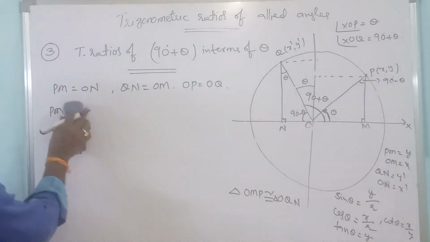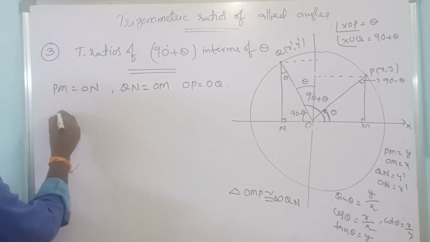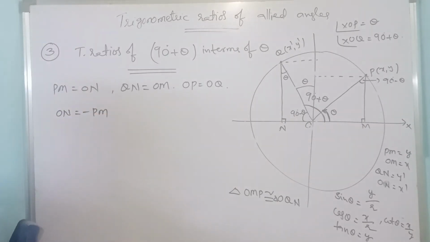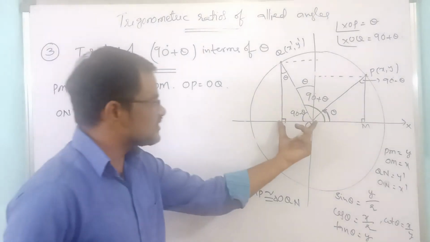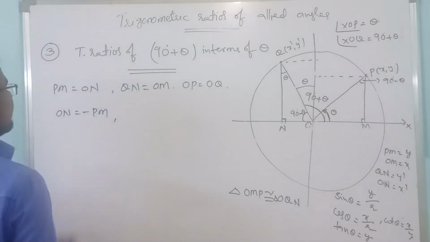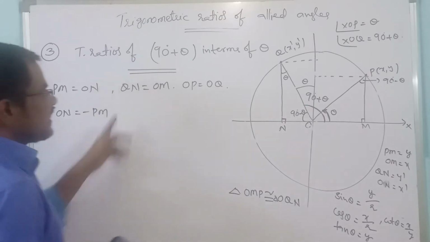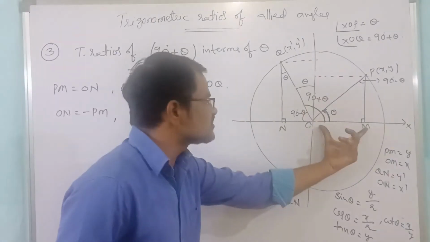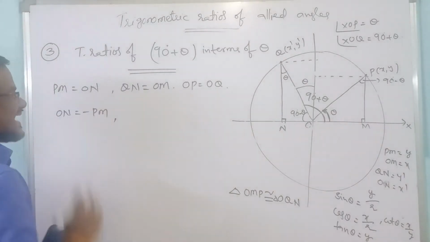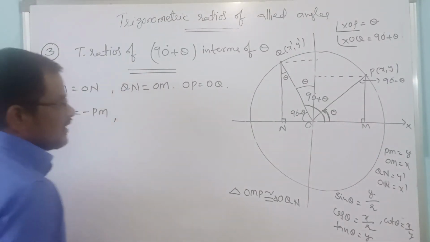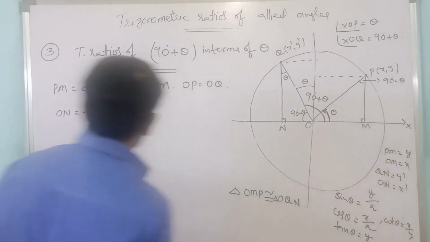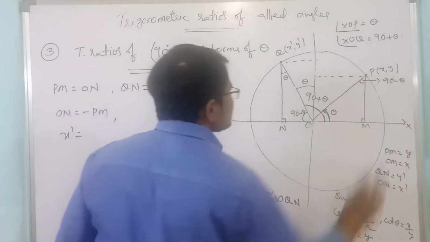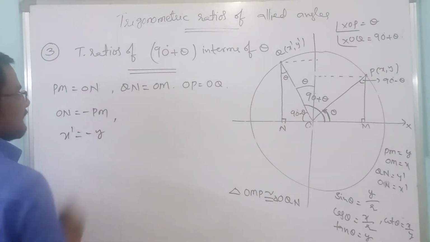Negative. So that's why what we can write? ON equal to minus PM. Can you write? Because this is negative side is there. Next, here QN is positive and OM also positive. So this is as it is, you can write. Now ON is X dash equal to PM is Y, so minus Y.